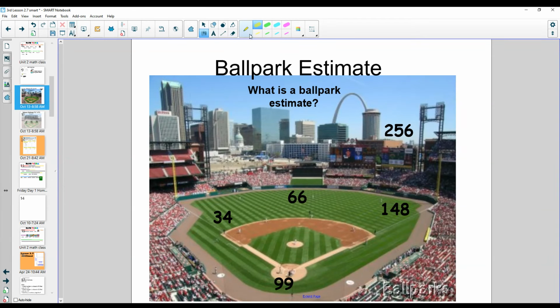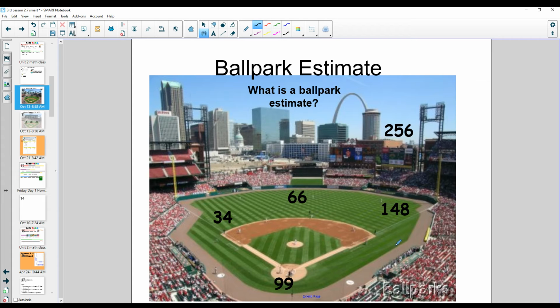All right, today, third graders, we're going to be talking about ballpark estimates. So, what is a ballpark estimate? Well, first of all, I visualize a ballpark. A ballpark is huge, which means that your ballpark estimate can be anywhere in the ballpark. My ballpark estimate might be different than yours.